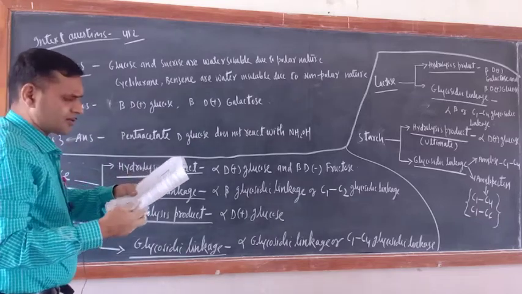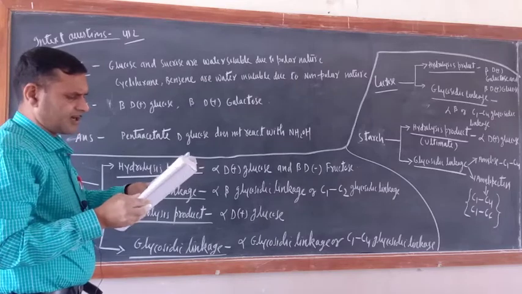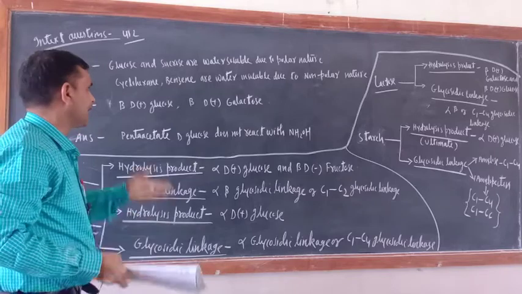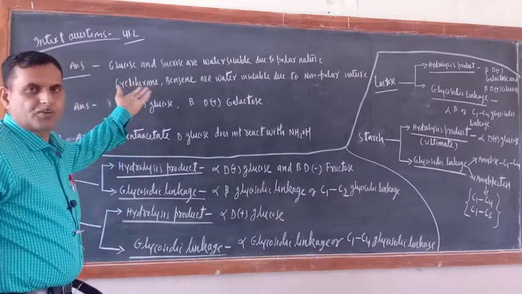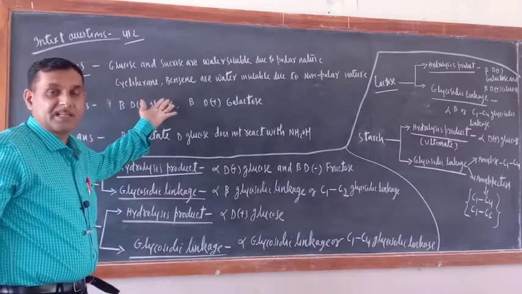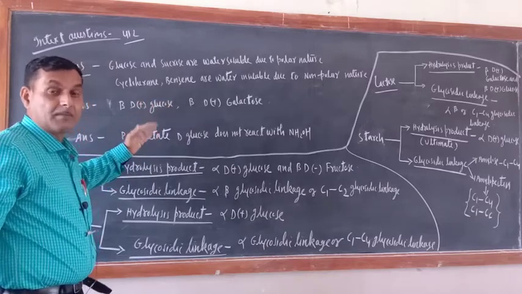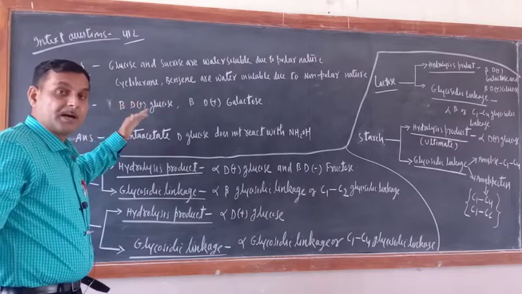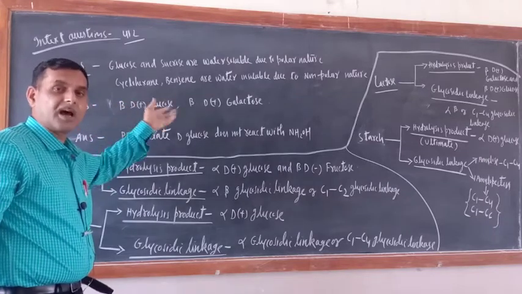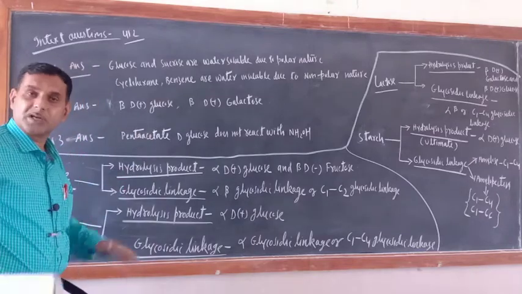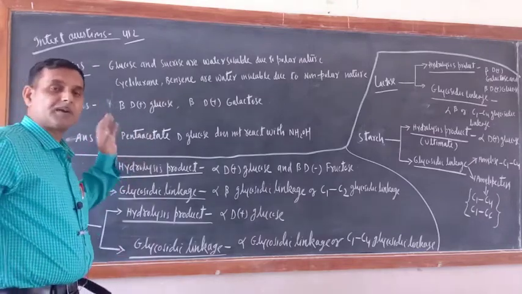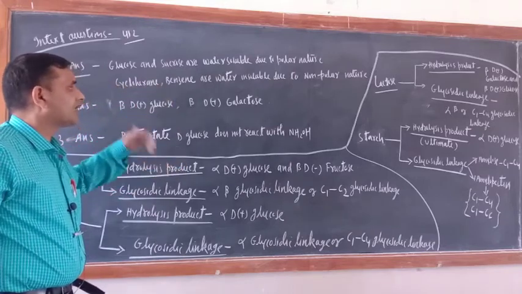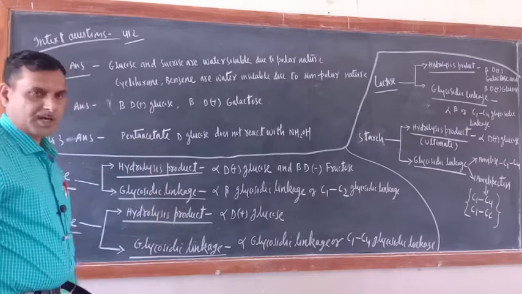Glucose and sucrose are soluble in water, but cyclohexane and benzene, 6-membered ring compounds, are insoluble in water. Very simple. Glucose and sucrose are polar compounds, that is why they are soluble in water. While benzene and cyclohexane, of course they have 6 carbon atoms, are insoluble in water because they are non-polar in nature.